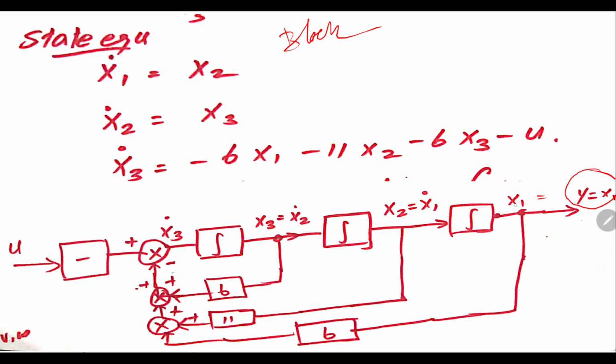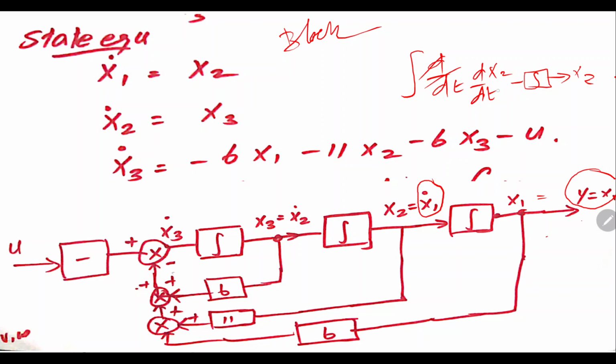So we need to find x1 dot. For x1 dot, we have to pass it via an integrator. Differentiation and integration of d by dt will both cancel. For example, when I pass dx1 by dt, that is x2 dot, via an integrator, I will get x2.